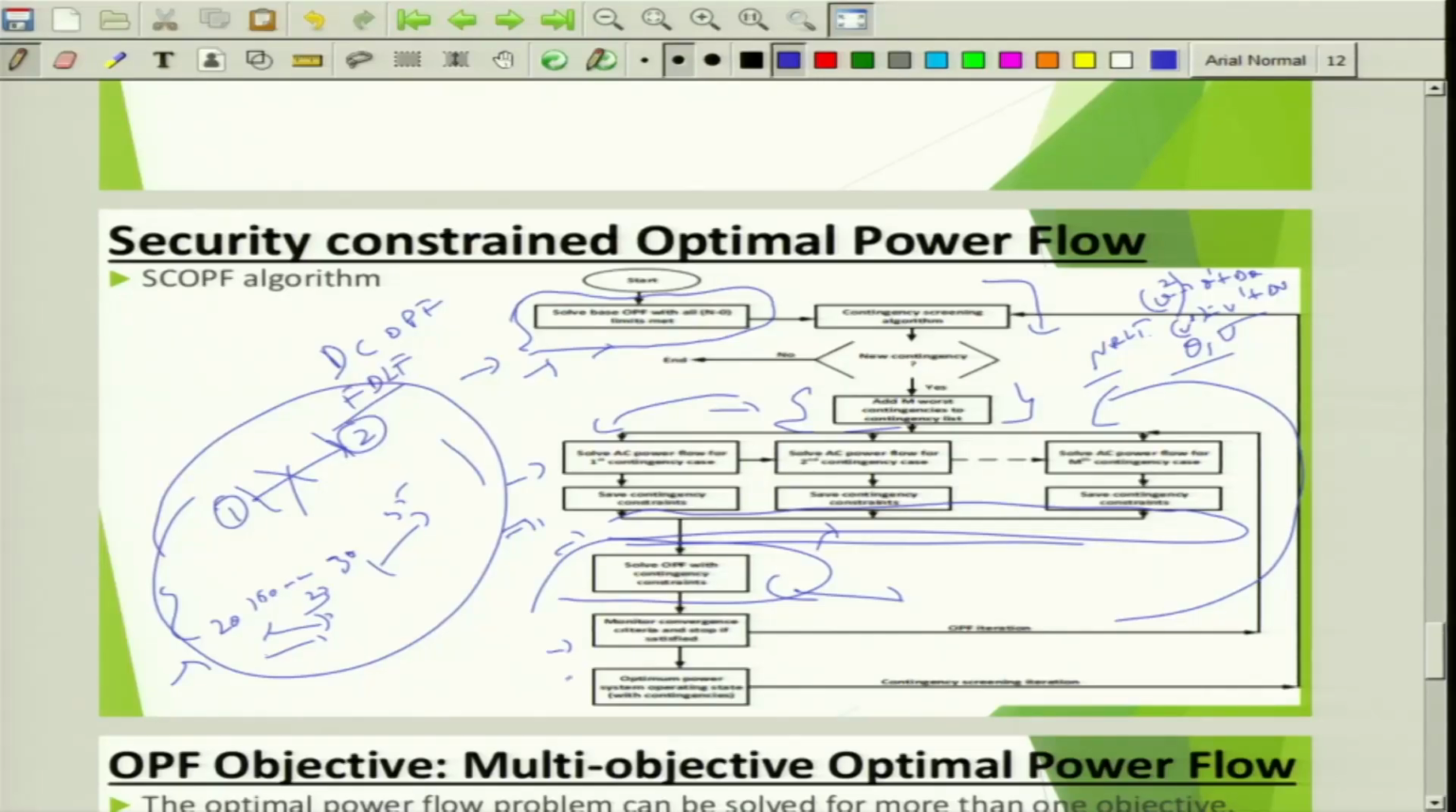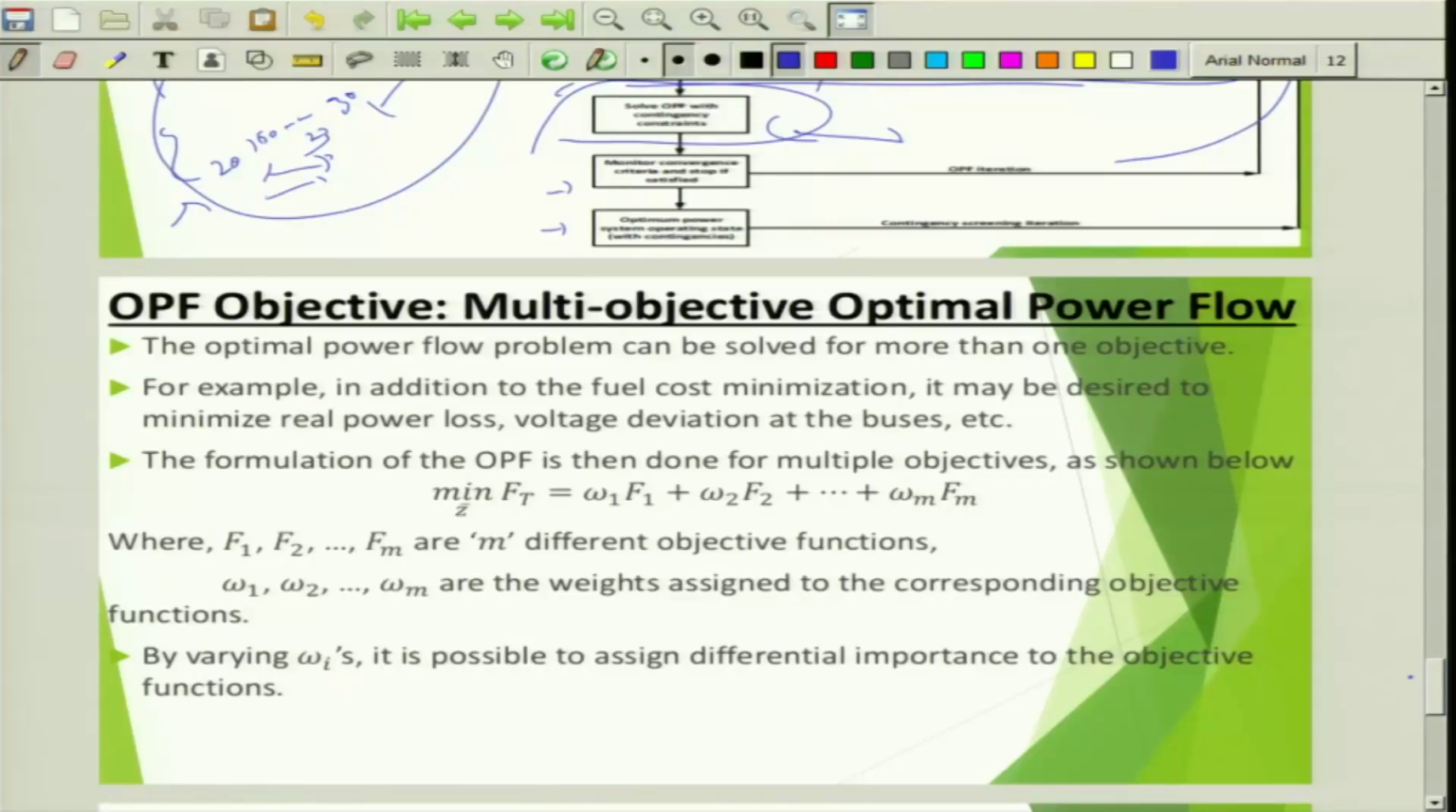Then once it is satisfied, you obtain the optimal power system operating states with contingencies. For these possible contingency case studies, this will be helpful to maintain system stability. You understand? Now the optimal power flow problem can be solved for more than one objective.